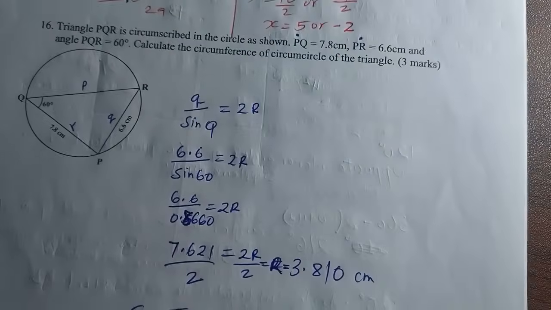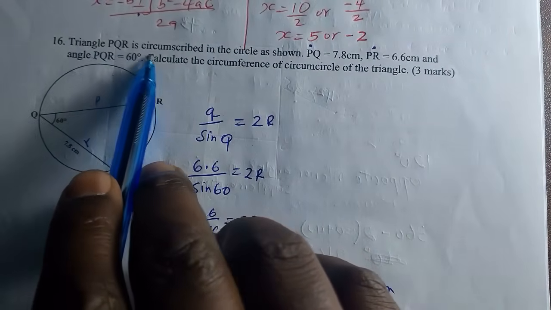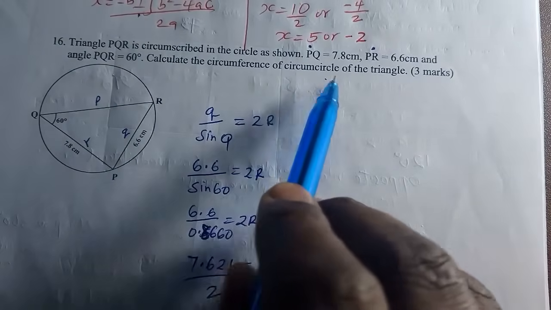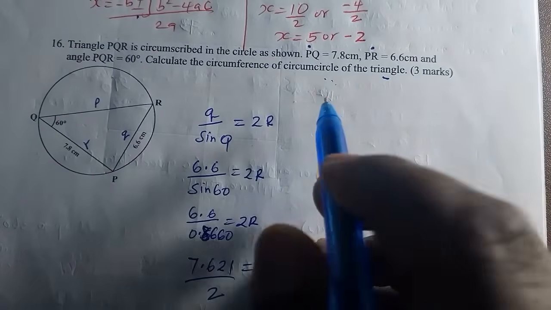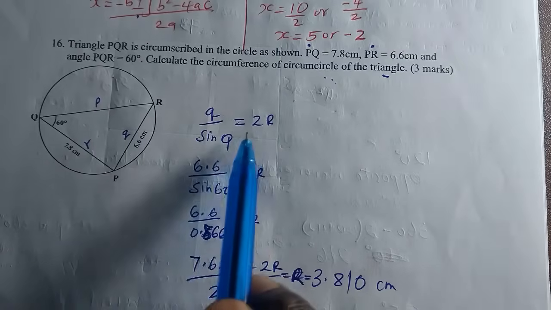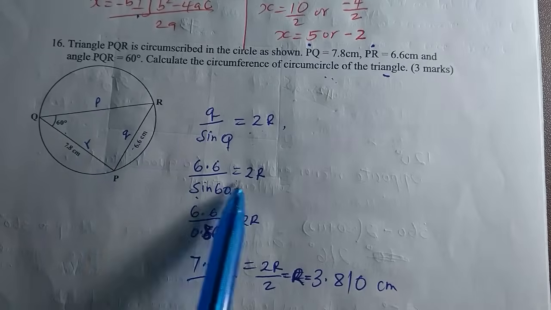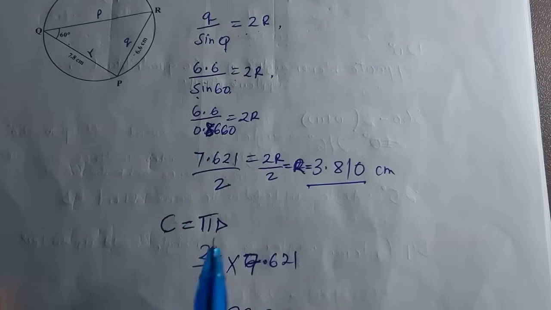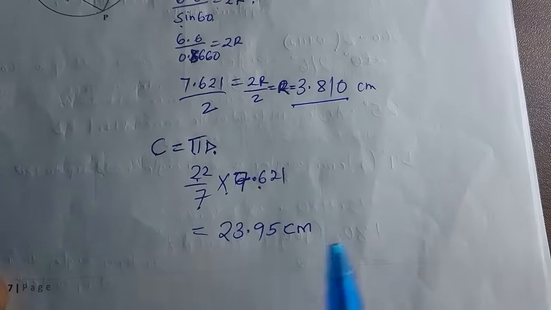Let me also take you very fast here. This triangle PQR is circumscribed in a circle as shown. Calculate the circumference of the circle. Before you calculate the circumference, you need the radius. And to get the radius, you use the sine rule. A over sine Q is equal to R, we know that. So 6.6 divided by sine 60 is equal to R. So our R is here. But we know circumference is equal to pi d. So 22 over 7 times the diameter. And that is our circumference.